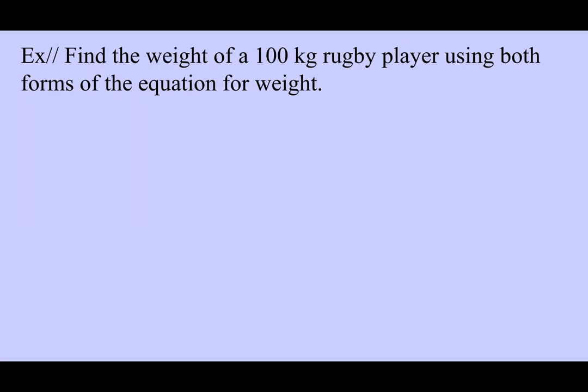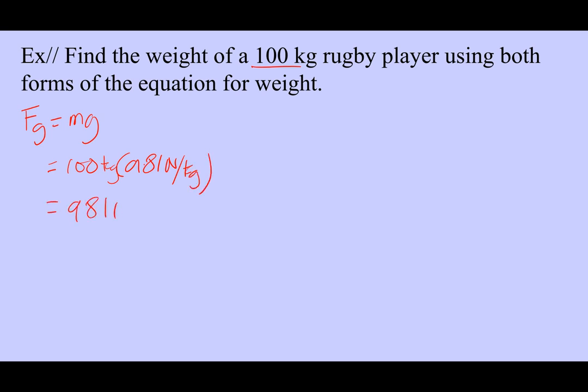Next one, I want to use both equations to find the weight of a 100 kilogram rugby player. So both forms of the equation. Okay, so let's use Fg equals mg. Why? Because we have to assume this is on the surface of the Earth, so I can just go 100 kgs times 9.81 newtons per kilogram on Earth. 100 times 9.81 is 981 newtons. Now, if we're doing problems on the surface of the Earth and finding their weight, that's the way to do it. Why would you go through the other formula unless you're forced to, like we are here?